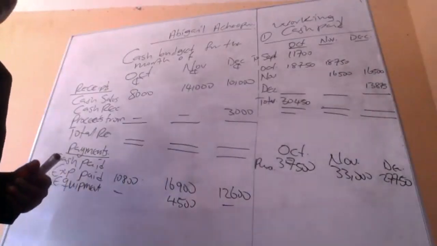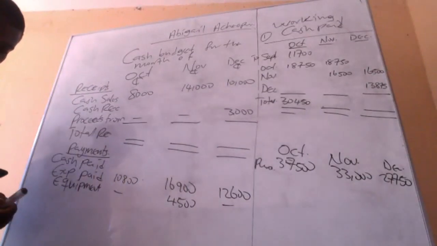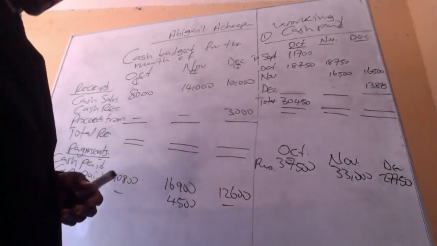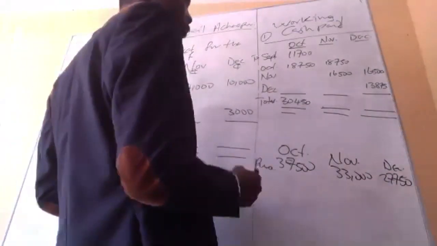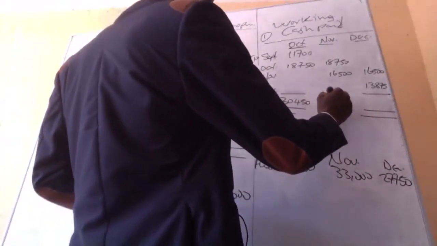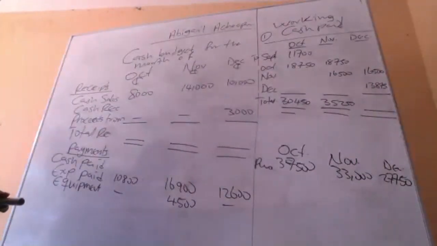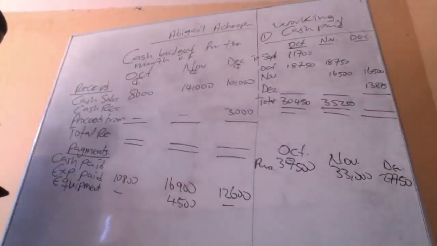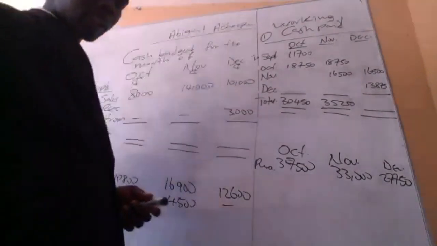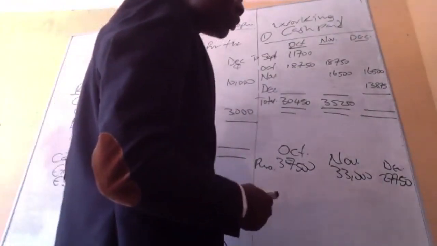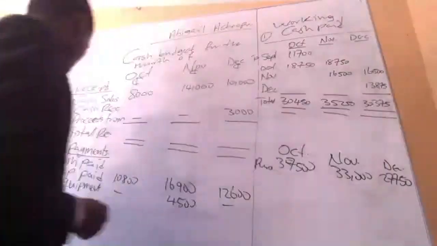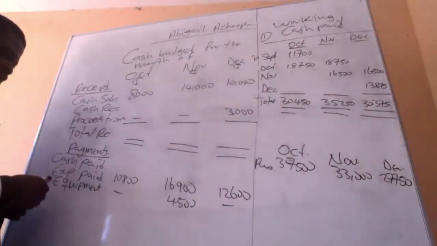November is 35,250. Good. And then lastly, December is 30,375. Good. So then you come here, cash paid.